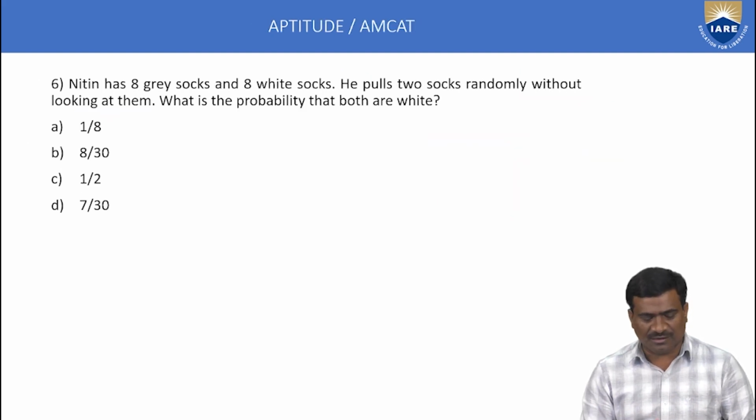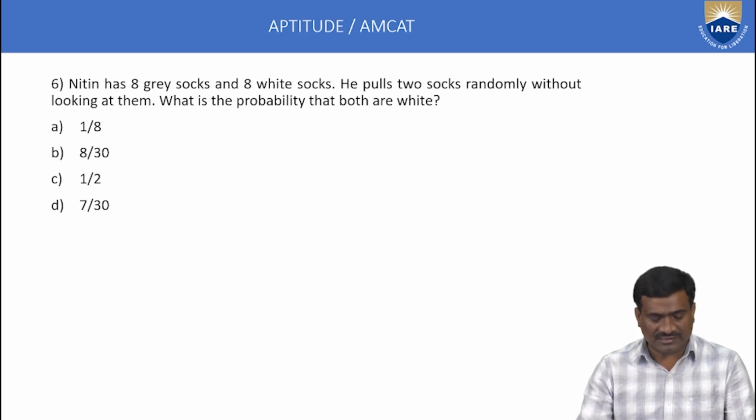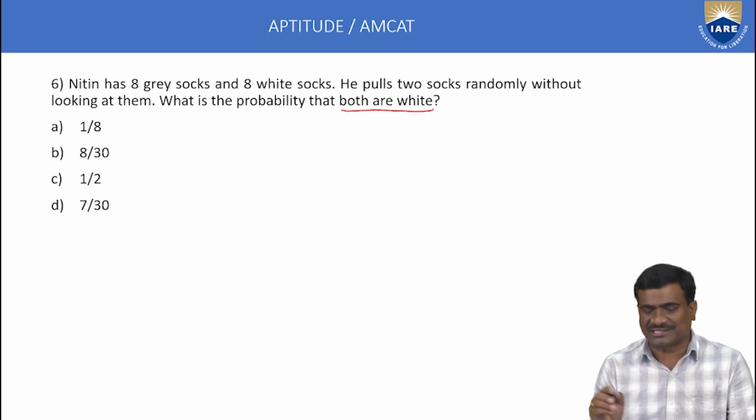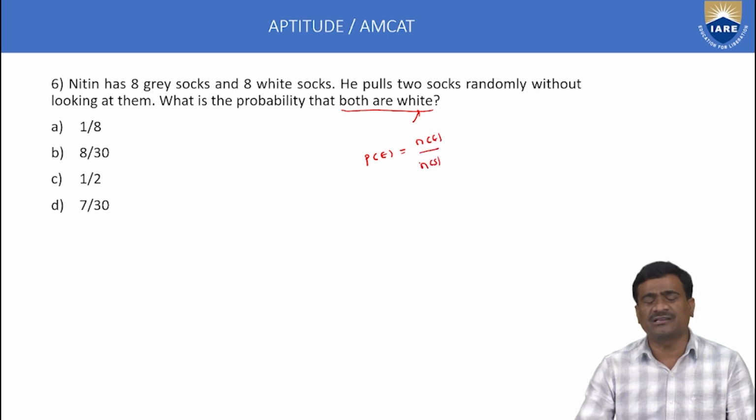Next, example number 6, probability. Nitin has 5 grey socks and 8 white socks. He gets 2 socks randomly without looking at them. What is the probability that both are white? The condition is applicable only to white but not grey. A probability principle: probability of an event is equal to number of events by total, n of E by n of S. N of S indicates the sample space. All possible outcomes is called the sample space. Here, calculate n of E.